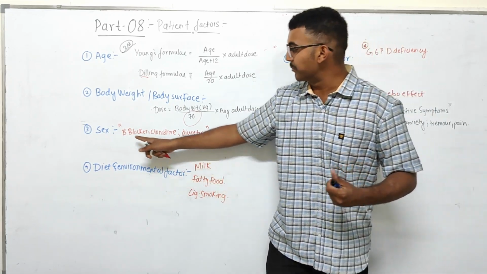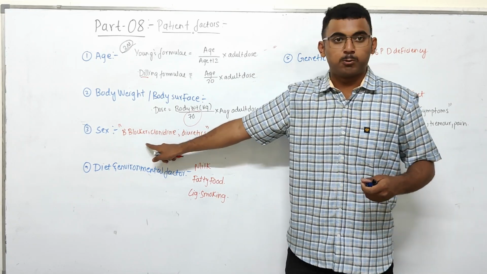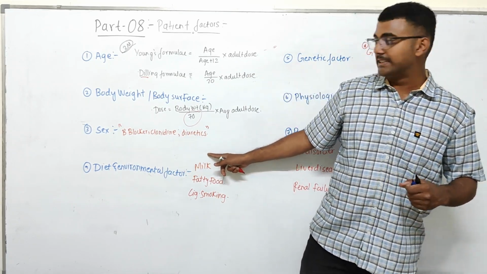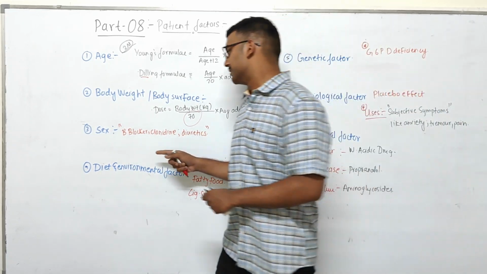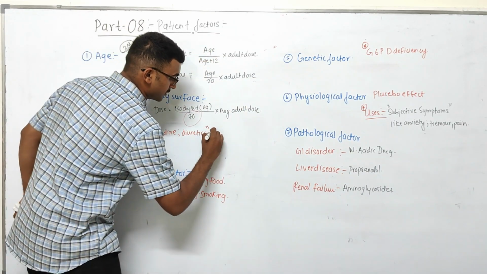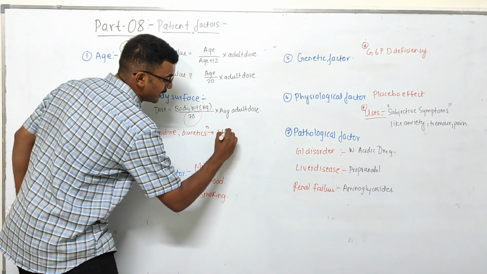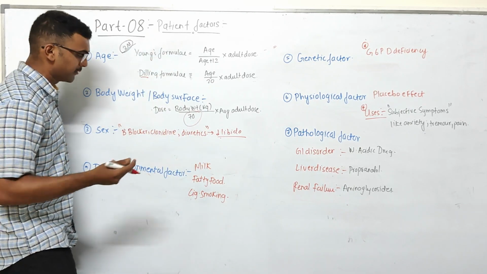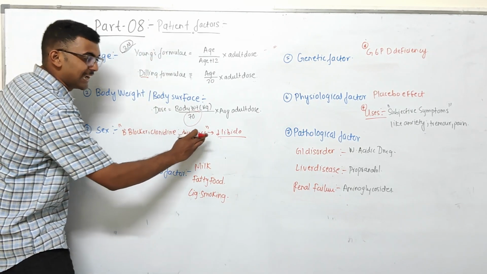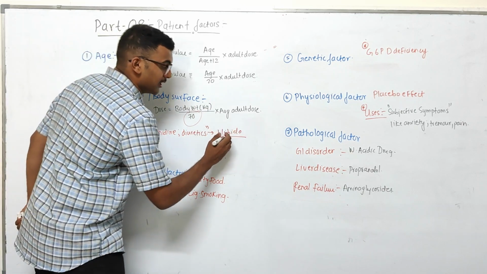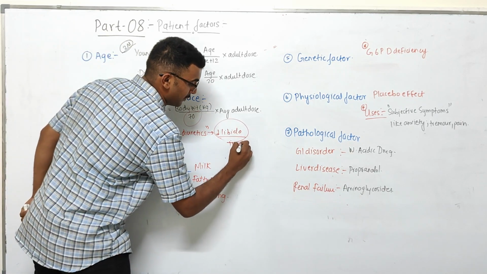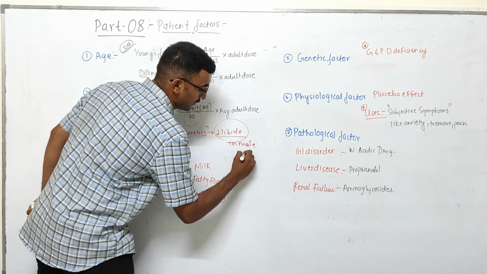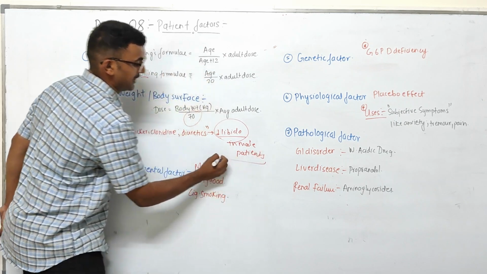Now similarly, another example is beta blockers, clonidine, and diuretics. These drugs are responsible for decreasing the libido. Libido is nothing but the sexual behavior or sexual arousal. So the beta blockers, clonidine, and diuretics are going to decrease the libido in male patients.